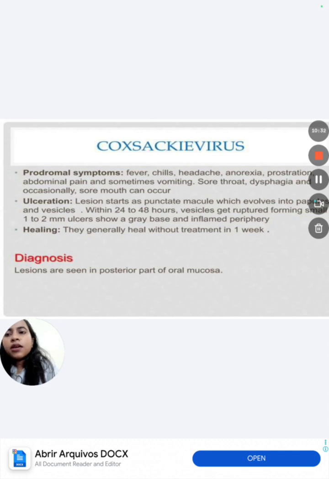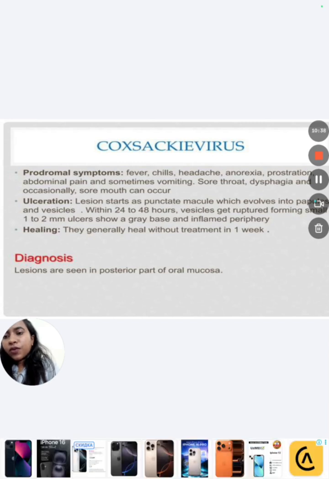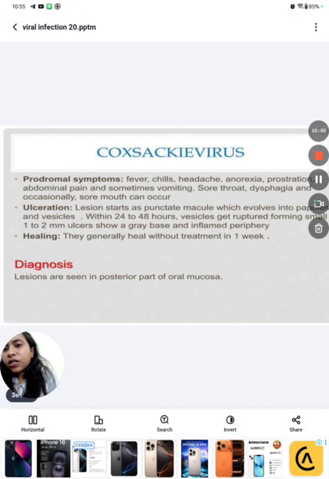And ulcers: the lesion starts as a punctate macule that evolves into papules and vesicles within 24 to 48 hours. The vesicles rupture, forming small 1 to 2 mm ulcers that show a gray base and are inflamed at the periphery. Healing: generally heals without treatment in 1 week.